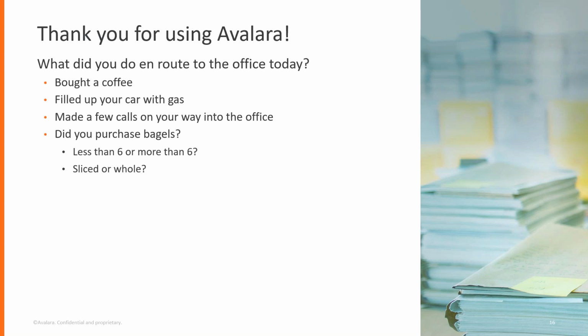Did you go by one of those New York delis, for example, and get some bagels? And remember, did you get less than 6 or more than 6? Because in Texas, that matters, right? Well, that's for donuts, not bagels specifically, but you get the idea. What about sliced or whole? So if you're in New York, if you went and got a bagel, did you get it sliced, or did you get it whole, right? That affects the taxability. But again, I want to thank everyone for using Avalara.